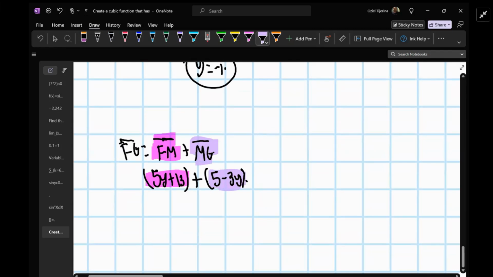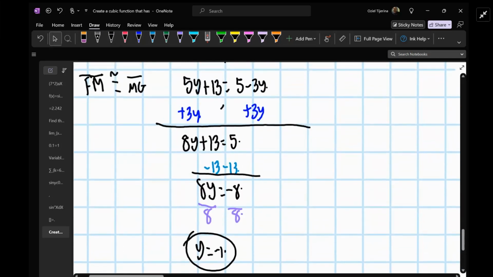And again, our goal here is to actually find the measurement. So for now, we're just going to simplify this algebraically. Combining like terms, we have a 5y, a negative 3y, so that's 2y. And then 13 and 5, that's 18. So in terms of algebra, line segment FG is 2y plus 18.